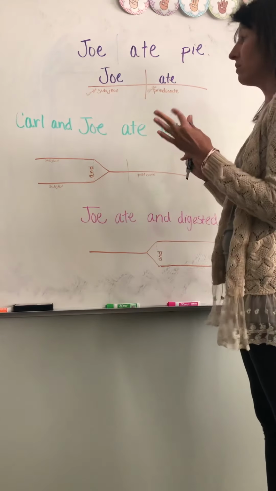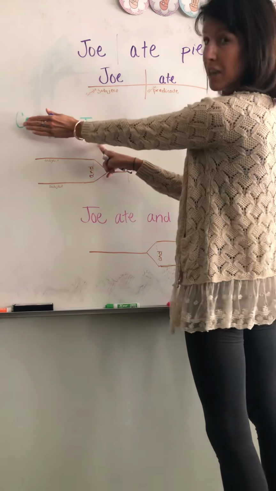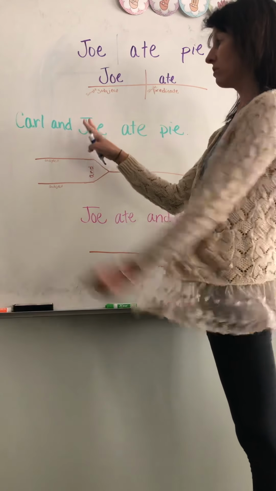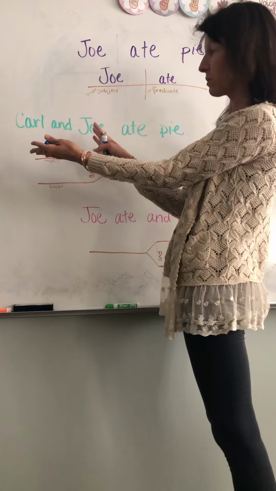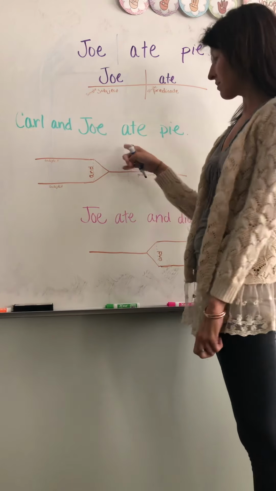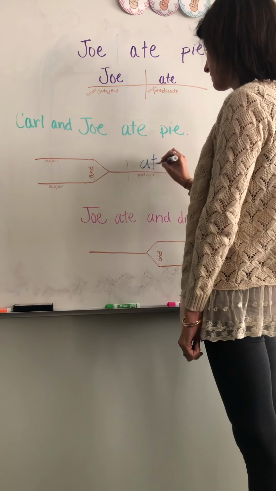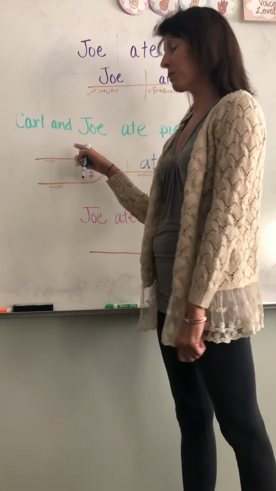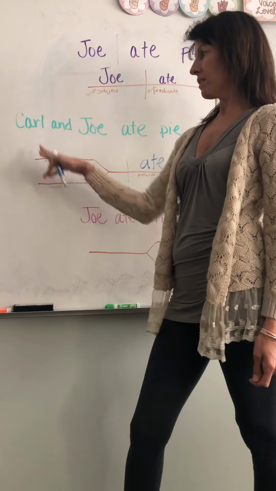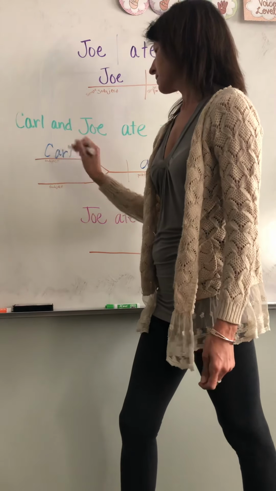All right, now, what if we take that same sentence, but now we add another subject, another person, Carl? So Carl and Joe. So now there's two people that we're talking about. Ate pie. Still the same thing, still the same verb. So our simple predicate is going to be ate because there's only one verb here. However, now we have two subjects. So when we draw our line to diagram our sentence, we're going to have two subject lines for the two different people. So Carl and Joe.